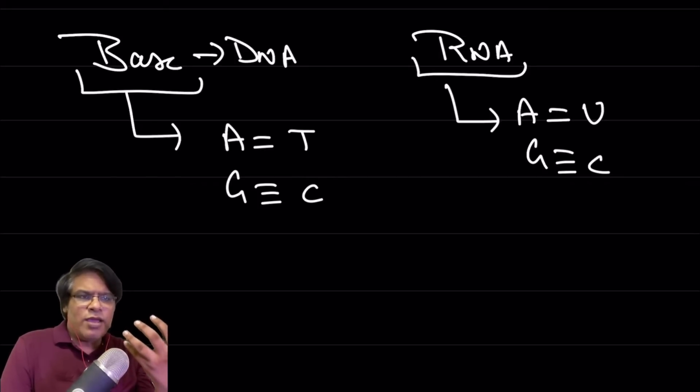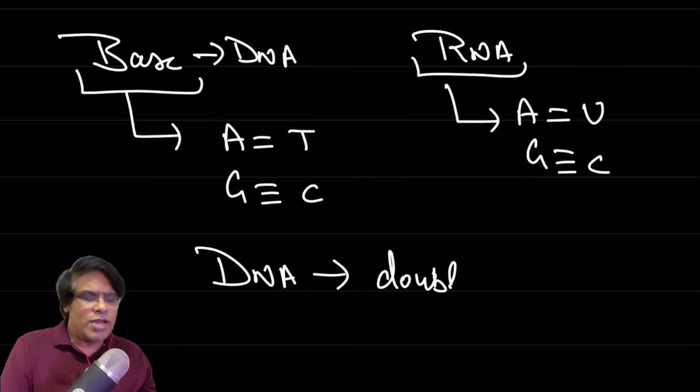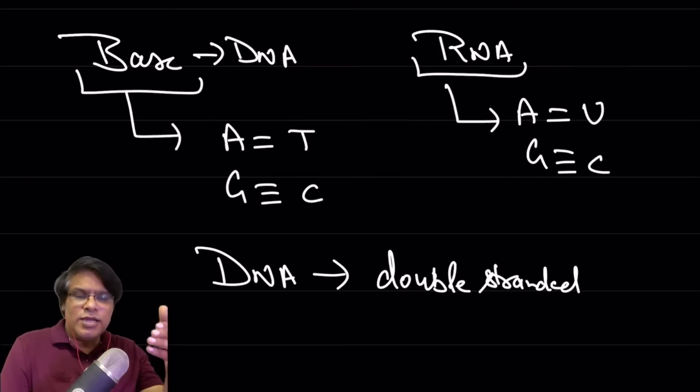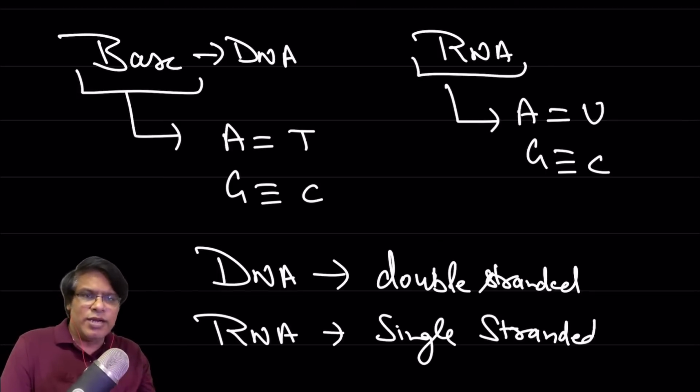In that way, adenine is going to pair with uracil. Guanine is going to pair with cytosine. In case of RNA also, if it is going to fold on itself or it is double-stranded RNA. Generally RNA is single-stranded, and generally DNA is double-stranded. But you can see single-stranded DNA also. Now here I just want to tell you, DNA generally is double-stranded, RNA is single-stranded.